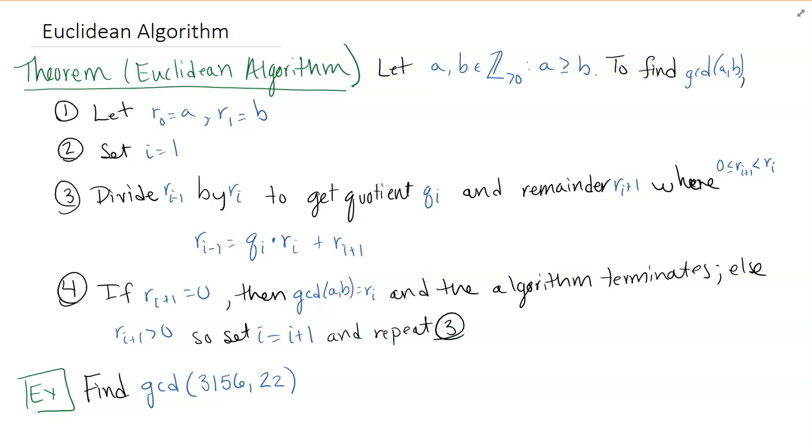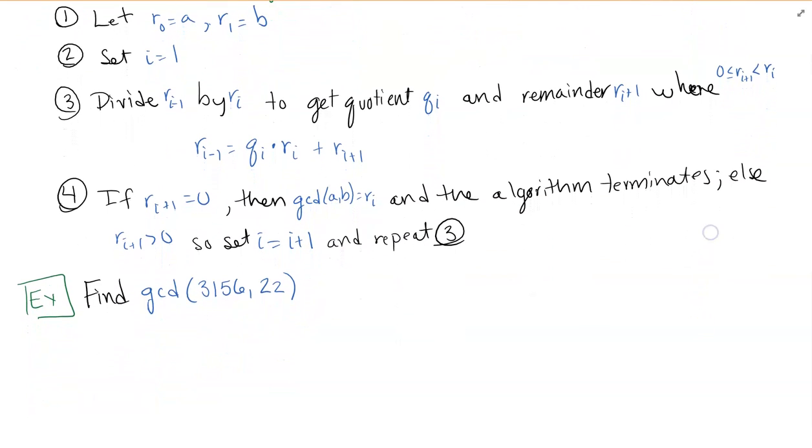I like to learn about it in terms of an example. Just running through the language, we have two positive integers, and we say one is bigger than or at least equal to the other, and then we have to find the GCD by this process. So let's go through the process with an example. We have the GCD of 3156 and 22 that we want to find. What we have to do is name the bigger one A, the smaller one B, and then start this process.